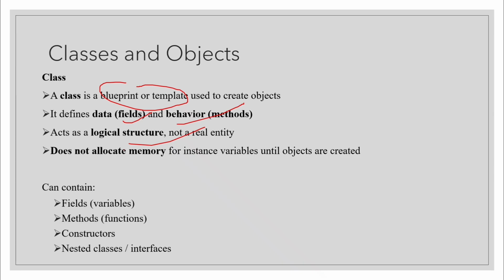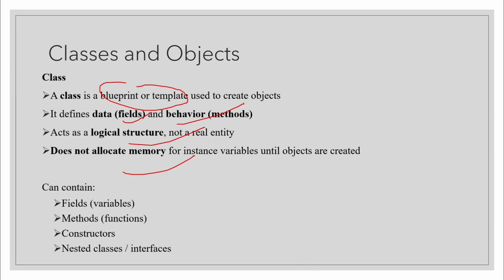Structure, in the sense of the data or properties of an object. For example, name, age, color, marks. These are stored using variables. And behavior means the action or function an object can perform. These are defined using methods. Also, a class does not have memory for data. Memory is allocated only when we create an object from that class.